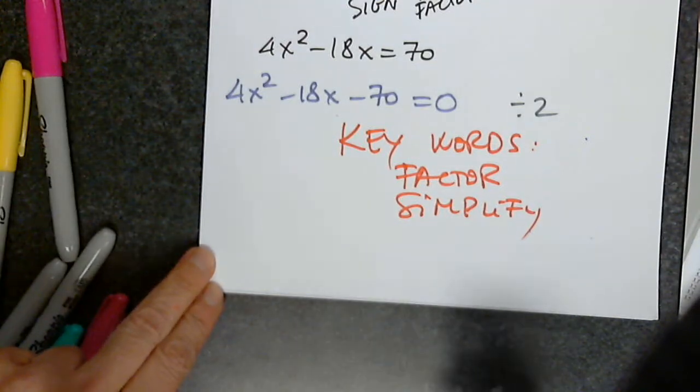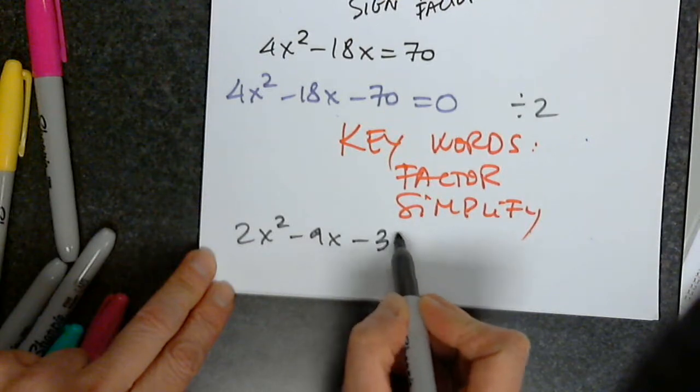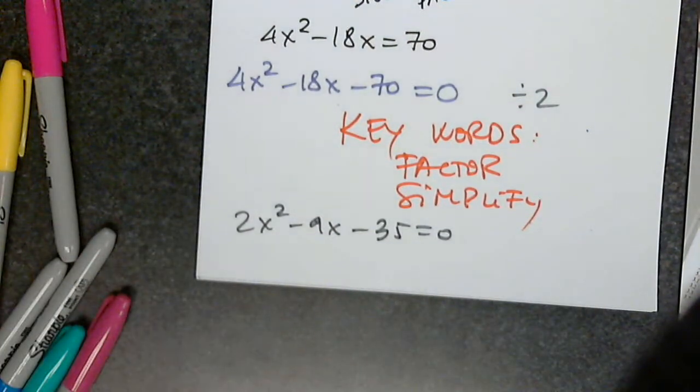There is nothing to think, right? It's 2x squared minus 9x minus 35 equals 0. Why divide by 2? To simplify the equation. So now, it's in descending order.